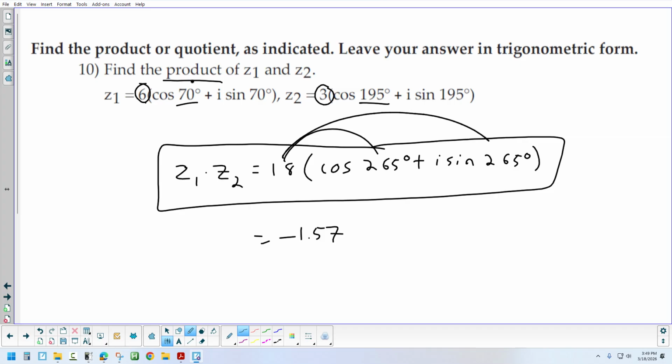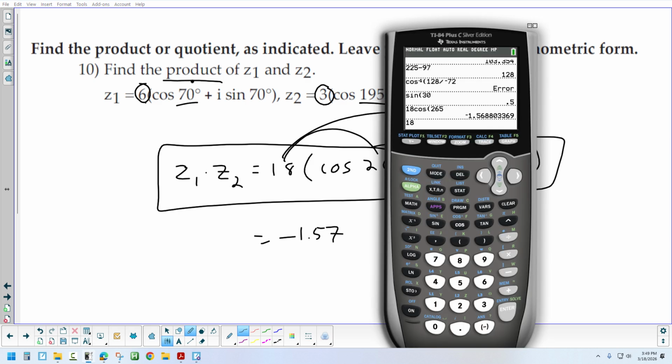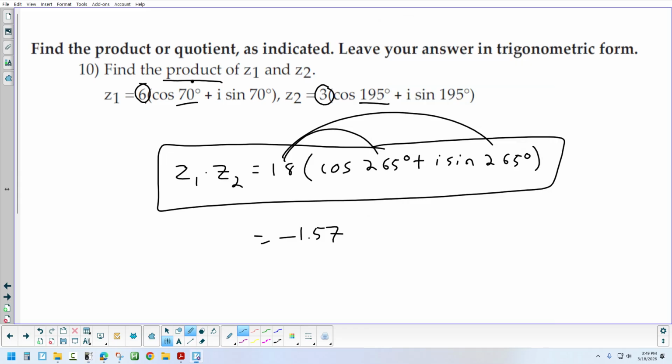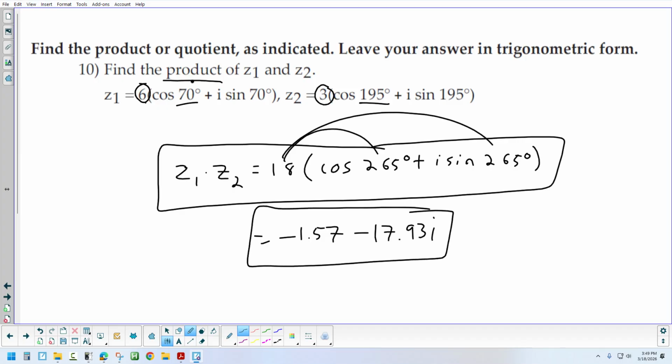And then I need to multiply the 18 times sine 265. 18 sine 265 is negative 17.93. That is what you get if you multiply these two numbers together and you do it in standard form.